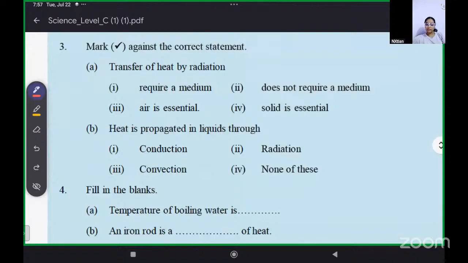Next we have: take the correct answer. Transfer of heat by radiation. Anna, turn on your video. Anna, can you hear? Yes, ma'am. Transfer of heat by radiation does not require a medium. Heat is propagated in liquids through conduction.